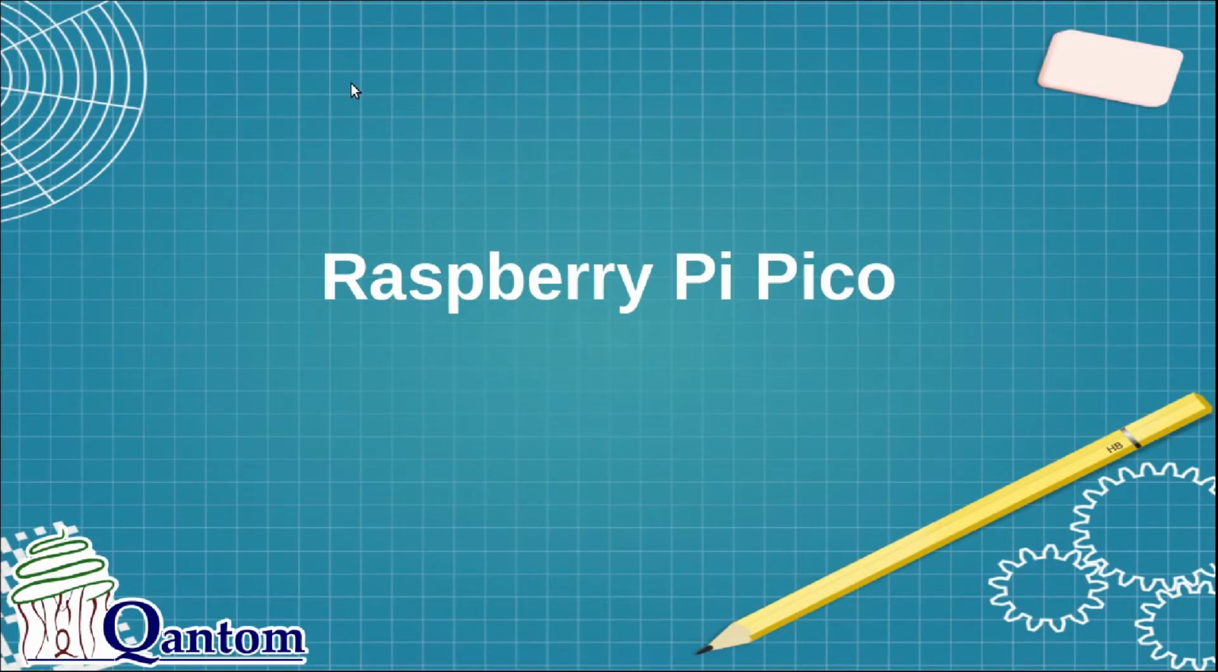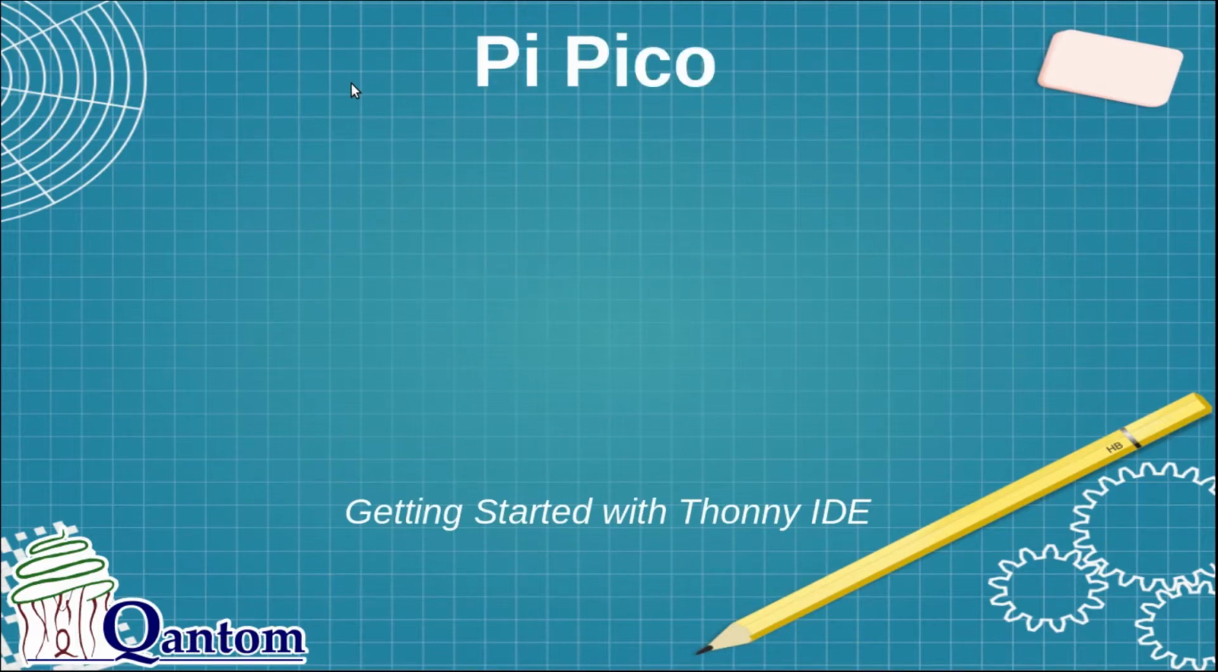Now let's see how to load MicroPython into Raspberry Pi Pico and start writing Python programs. To write Python programs, you will need an IDE, that is, an integrated development environment. There are several IDEs out there, but I will use Thonny IDE, which is very easy to use and great for beginners. And Thonny has built-in support for MicroPython.